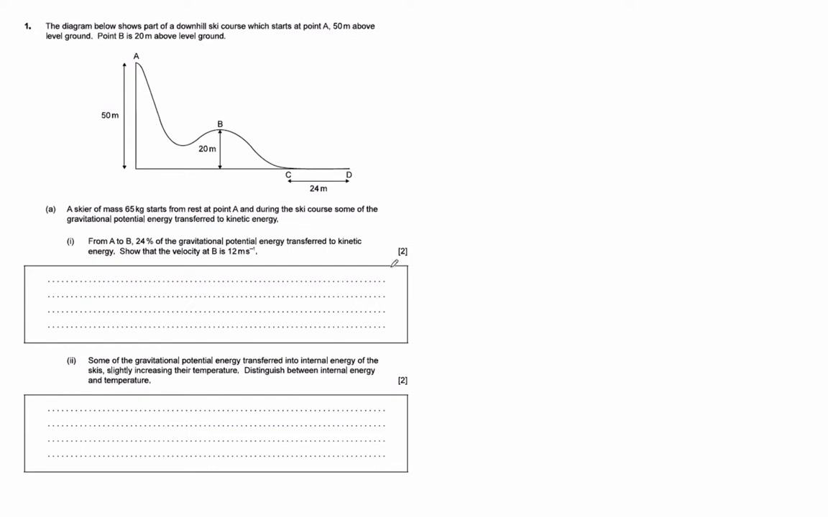Okay. A skier of mass 65 kilograms starts at point A. During the ski course, some of the gravitational potential energy turns into kinetic energy, right? From A to B, 24% of the gravitational potential. So literally you're going to go 0.24 times mgh, right? Notice that the change in height here is 30 meters. It's 50 meters there or 20 meters there, so that's going to be our h. g is 9.81. There's our mass.